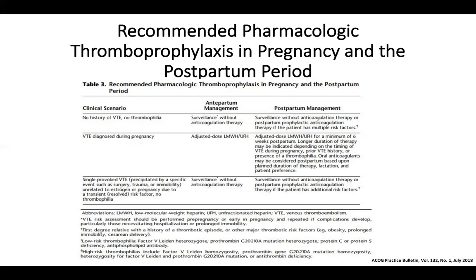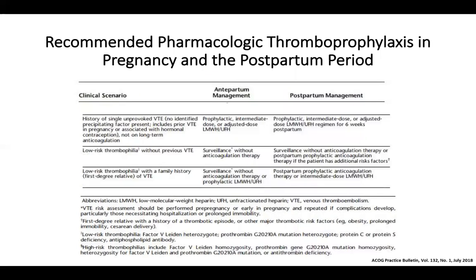Go to the next slide, and the middle one, the low risk thrombophilia without a previous VTE. This is the one that Donna was talking about. And that's surveillance without anticoagulation therapy. And if you take that low risk thrombophilia with a family history of VTE, then it goes up to the prophylaxis versus just surveillance. And then in the postpartum state, to do the prophylactic or intermediate dose.